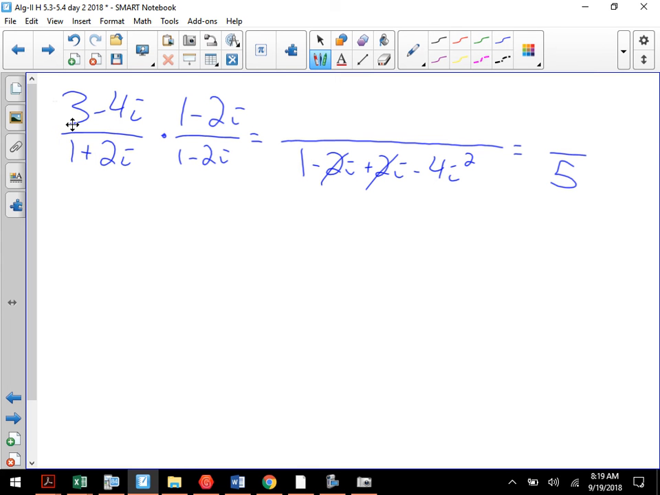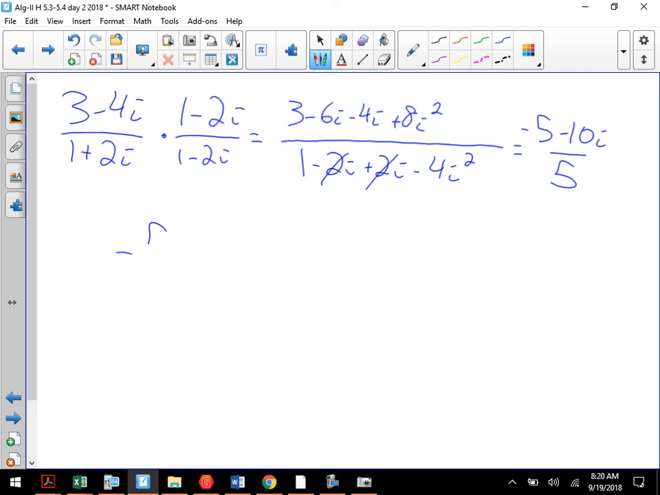Okay, so here, numerator again. Here I still have to FOIL it out. I get 3 minus 6i minus 4i plus 8i squared. It's going to be a negative 10i. Are we okay with that? And then obviously the 8i squared becomes negative 8, so 3 minus 8. So we wind up with what? Negative 5 minus 10i. Ooh! What can I do now? Everything is divisible by 5. There's a common factor.